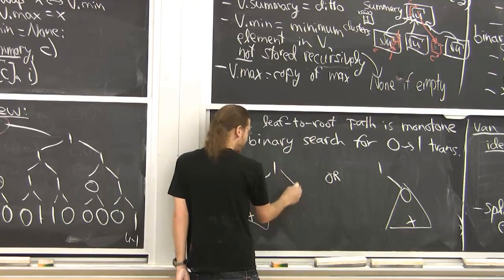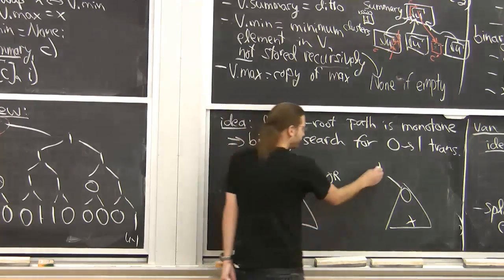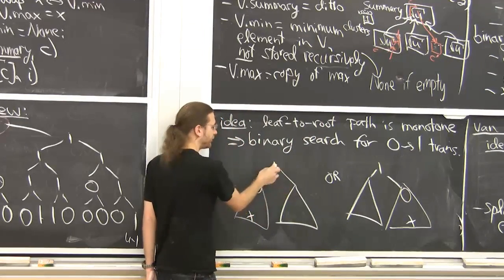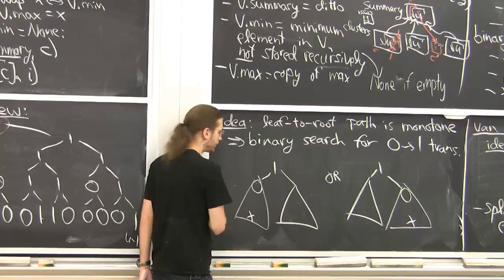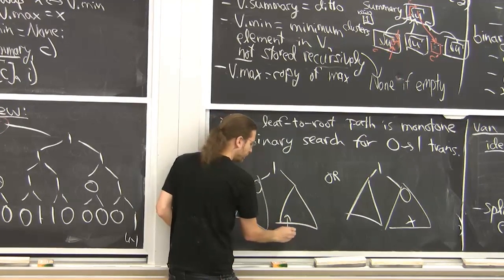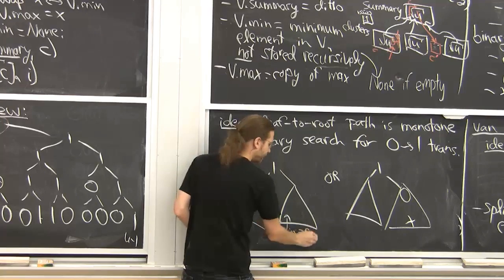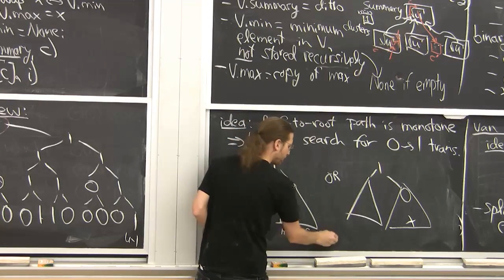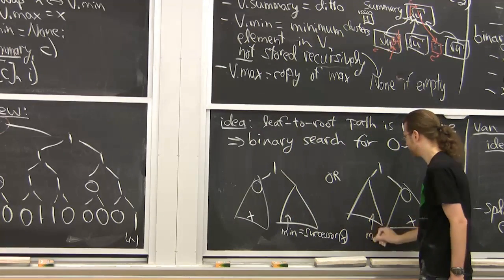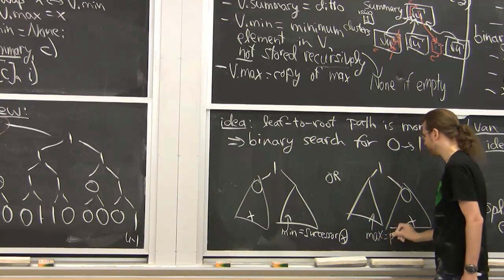It's easy to deal with. And then there's the other tree, the sibling of x, the other child of the 1. And in this case, we want to take the min, and that will give us our successor of x. And in this case, we want to take the max over here, and that will give us the predecessor of x.